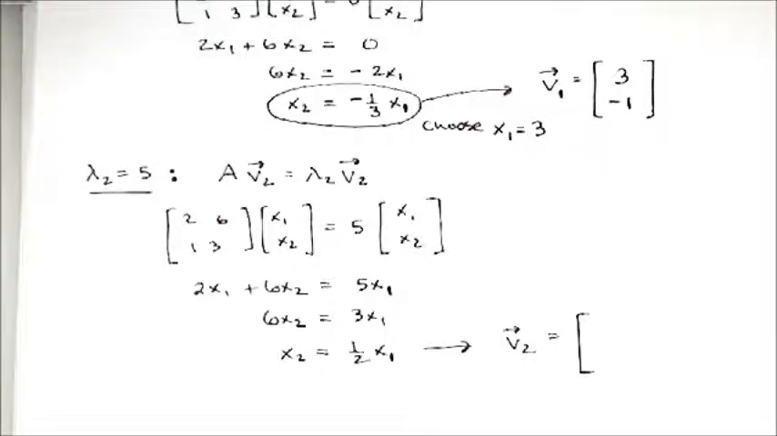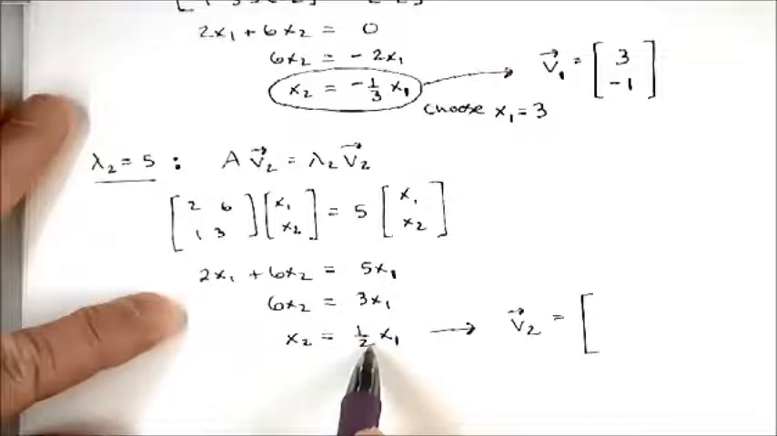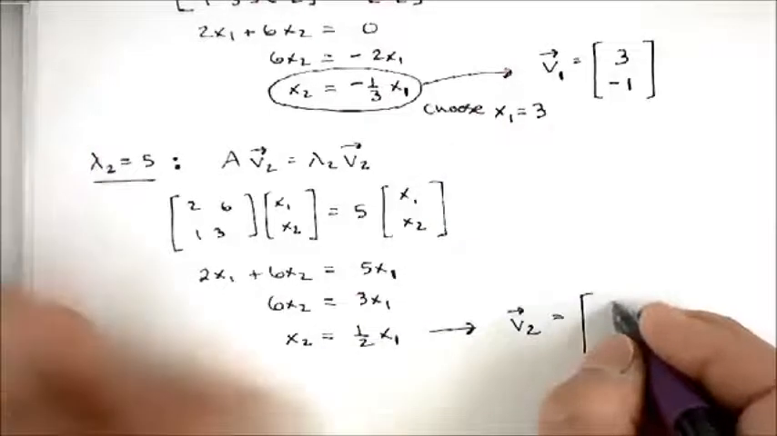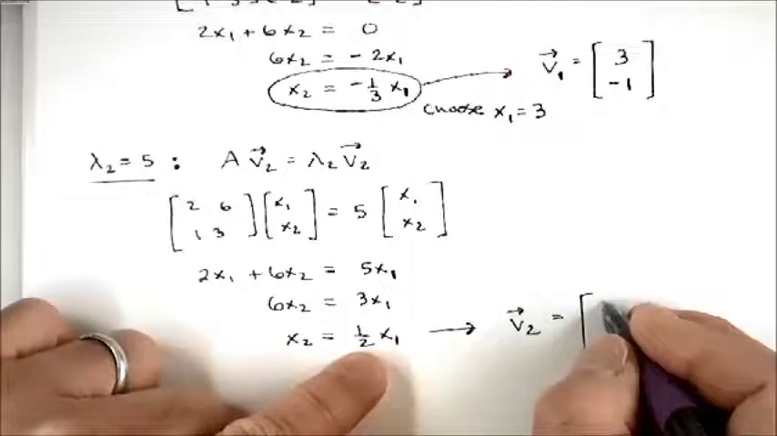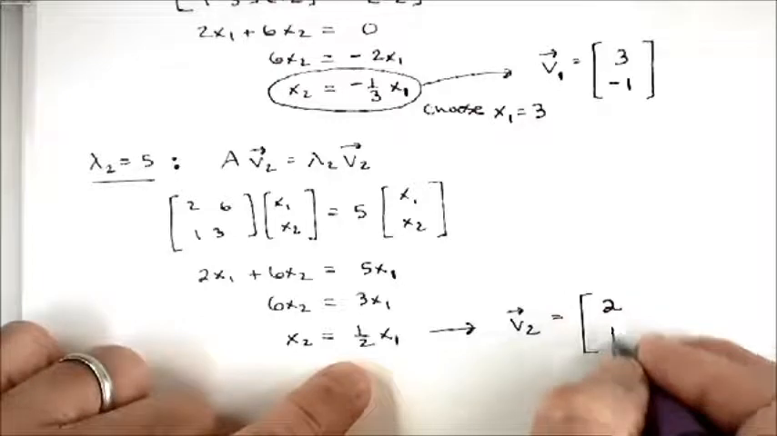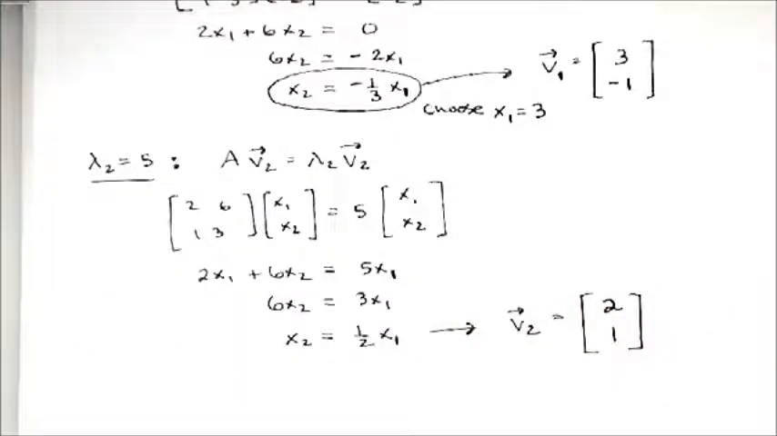So for mine, what I did is I solved for x2. I end up getting x2 as 1/2 x1. So kind of the same idea here. If I want to avoid fractions, what I would choose is x1 to be 2, and therefore x2 is going to be 1. That's what I would choose. But as we have acknowledged, there's more than one option there.